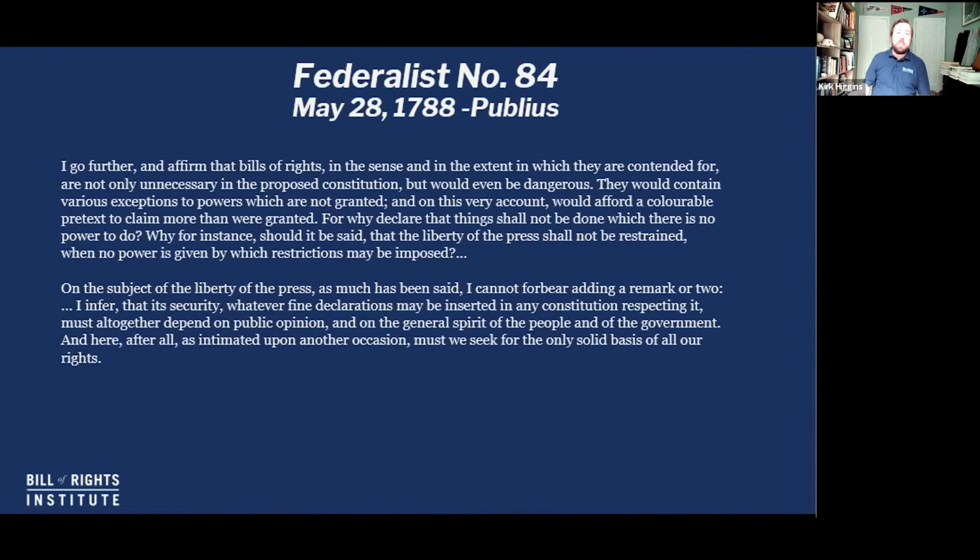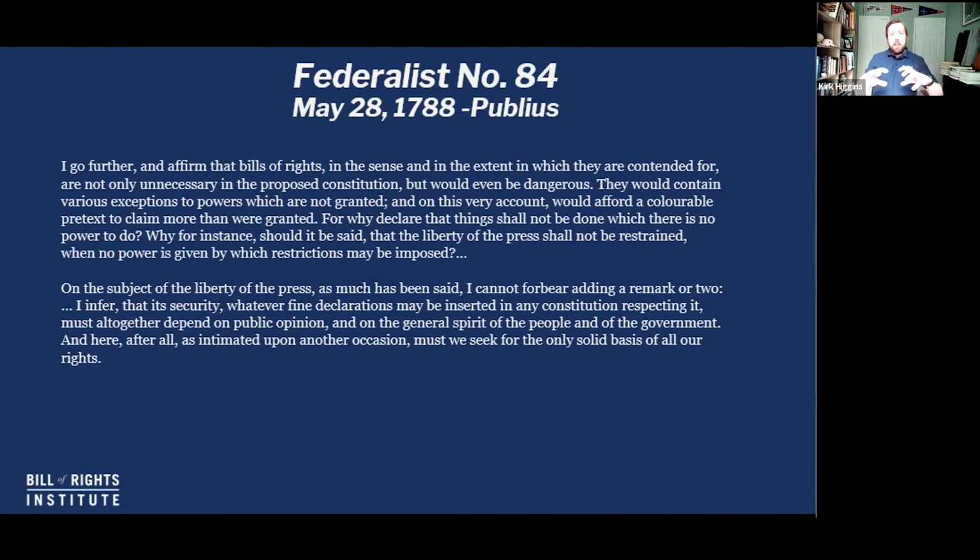And here he says it would be dangerous because it opens up the opportunity that action that was otherwise not even contemplated could now be permissible. And so he uses the example of freedom of the press, which was something that was being talked about as one of these things that need to be preserved in a Bill of Rights. And he says, "On the subject of the freedom of the press, on the liberty of the press, as he calls it, much has been said. I cannot forbear adding a remark or two. I infer that its security, whatever fine declarations may be inserted in any constitution respecting it, must altogether depend on public opinion and on the general spirit of the people and of the government. And here, after all, as is intimated upon another occasion, must we seek for the solid basis of all our rights." All right, what's he saying?